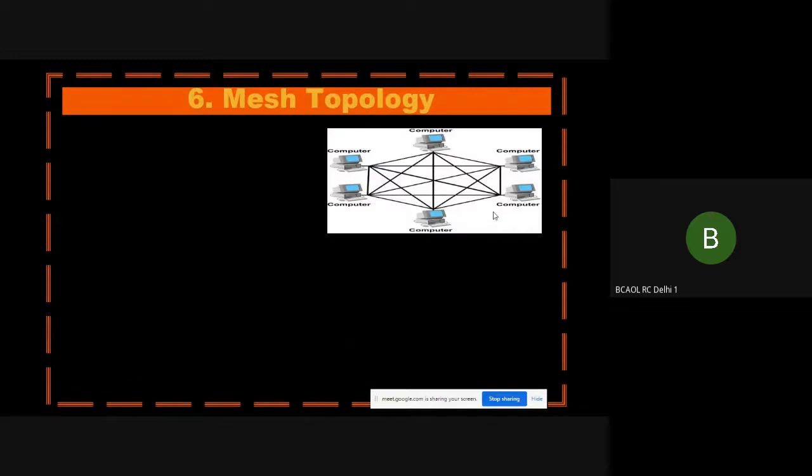Then you have mesh. Now, if you see this network, can you see all the computers have a dedicated line to every other computer? Yes, they are all interconnected. That means if this line breaks down, from this computer to this computer, that doesn't mean this computer cannot send data to this computer. It can still send through another computer also.